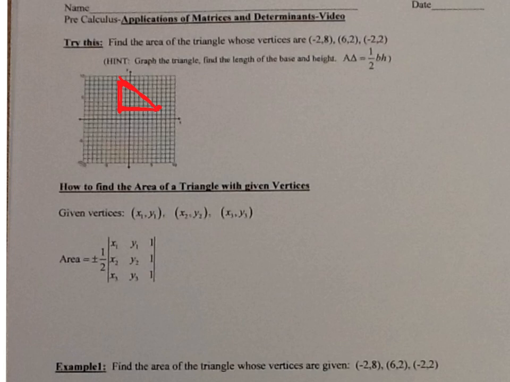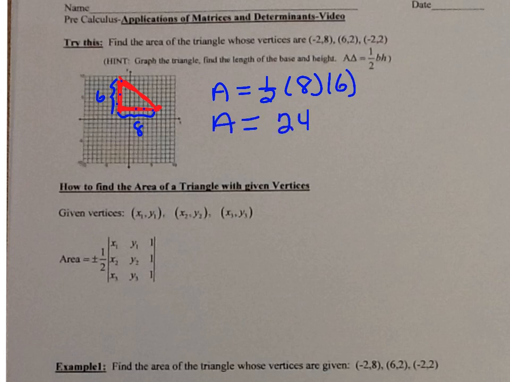Okay, so remember the area of a triangle is 1/2 the base times the height. So we need to find the base and the height. So what you could do is just count the boxes. So the base, count the boxes, is 8, and count the height, that would be up and down, that is 6. So your area, which is 1/2 the base times the height, is 1/2 times 8 times 6. So half of 8 is 4, times 6 would be 24 square units.